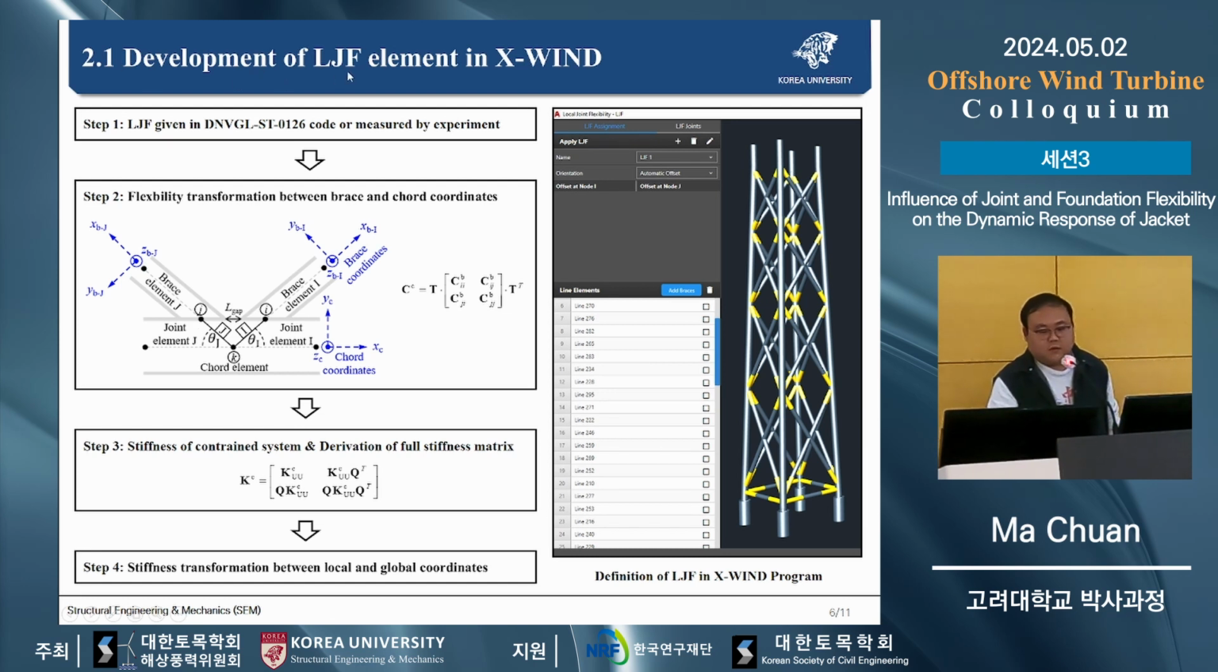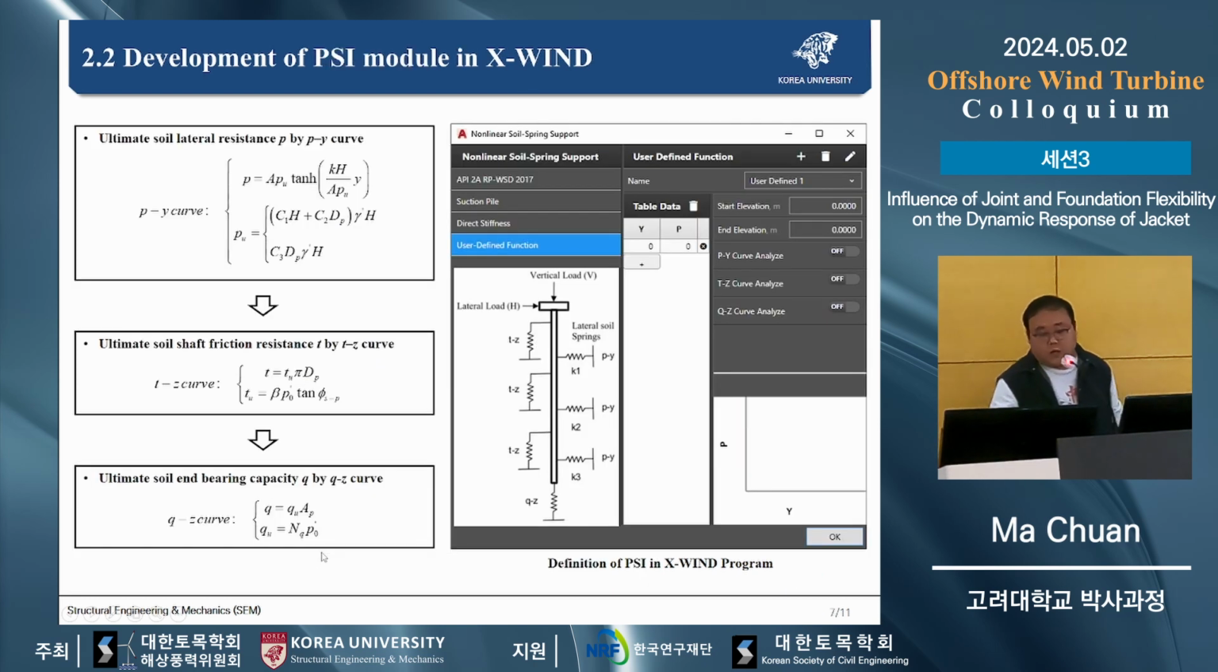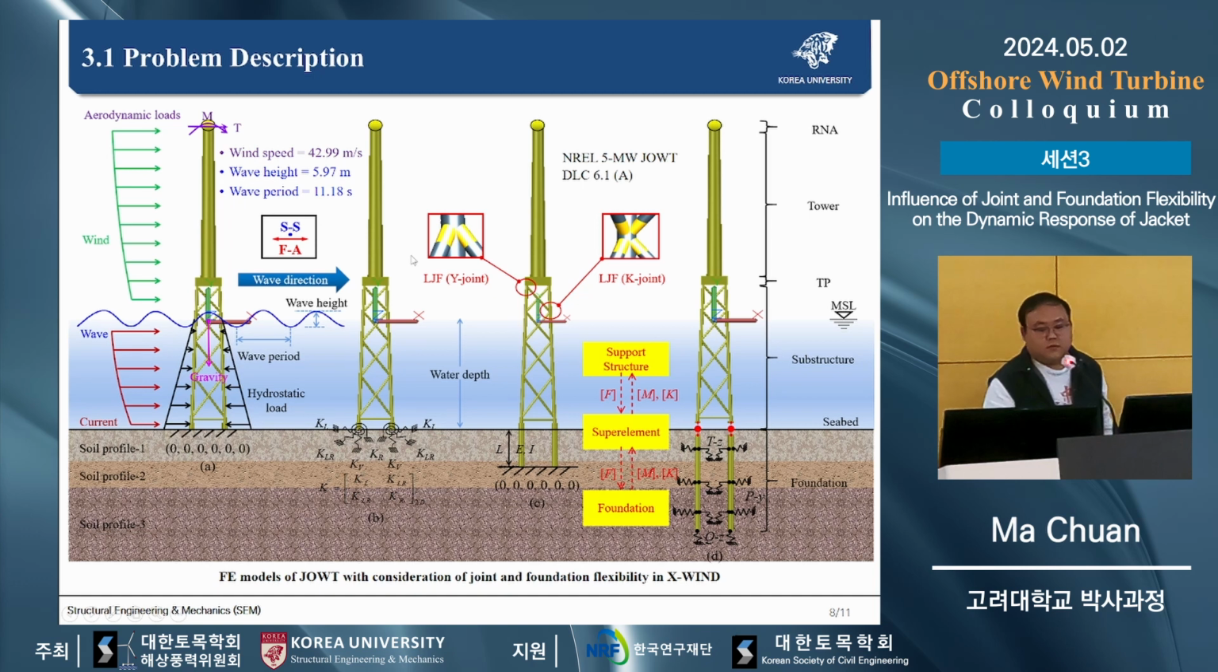This is the development process of the joint element in the XWind program. First, we need to calculate the joint flexibility according to the equation given in the DNV code, or just measure it from the experiment. Then we need to make a flexibility transformation between the chord and brace and chord coordinates. When we make the flexibility transformation, we can get the stiffness of the constraint system. Then, according to the force equilibrium, we can derive the full stiffness matrix. And the last step is to make a transformation from the local coordinate to the global coordinate. And for the PSI model in the XWind, it's easy. We just need to define the PY curve, the TZ curve and the QZ curve.